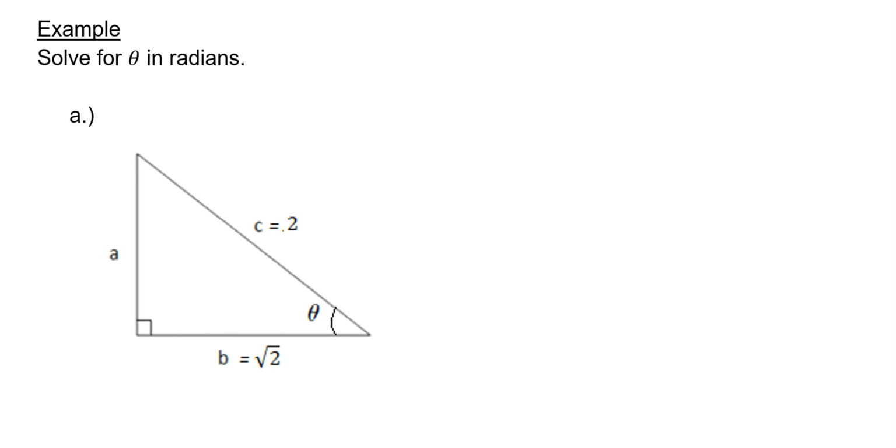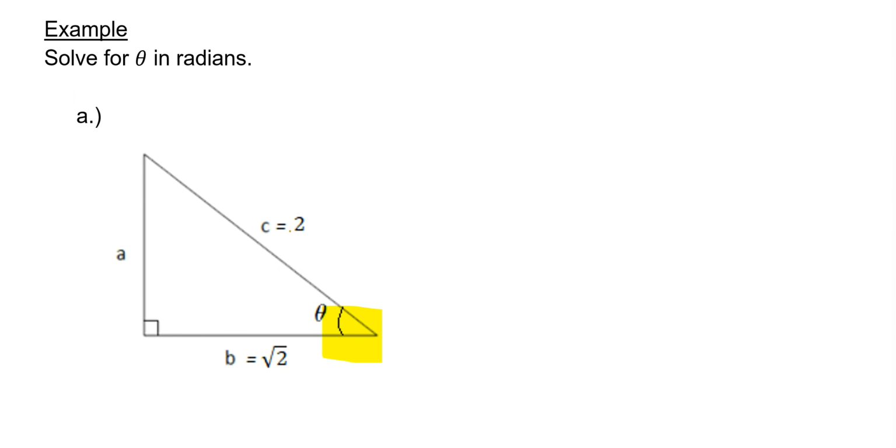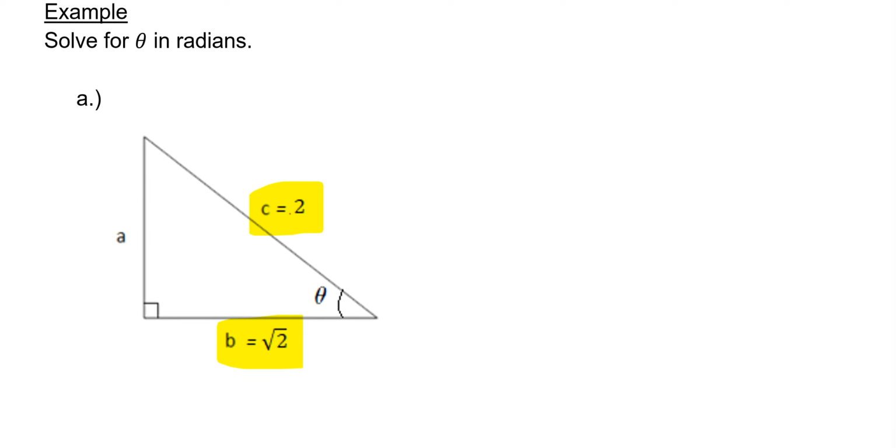So for this one, solve for the angle in radians. Here's the angle we're looking for. This side right here is radical 2, and this side is 2. When we're trying to solve for the angle, we need to consider what sides are given: opposite, adjacent, or hypotenuse. We are given the hypotenuse and the adjacent side. Between sine, cosine, and tangent, which one deals with adjacent and hypotenuse? That's going to be cosine. So we can say that cosine of theta equals adjacent, which is radical 2, over hypotenuse, which is 2.